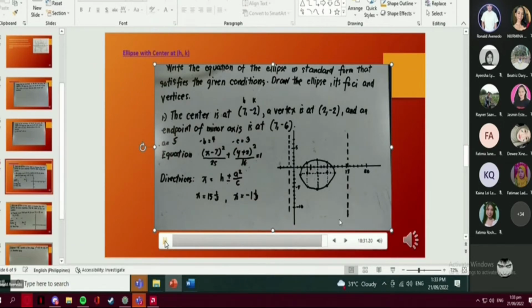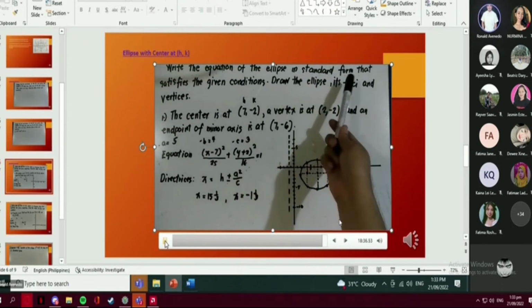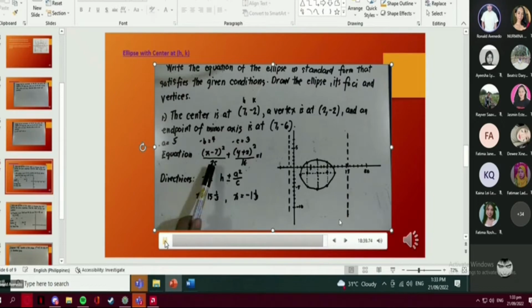Okay, so for this problem, we're looking for the equation in standard form. The answer is the quantity x minus 7 squared over 25 plus the quantity y plus 2 squared over 16 is equal to 1. Then we draw the ellipse. Then we have here the foci and the vertices. If you are asked to draw the latus rectum and the directrices, then draw them if it is asked.